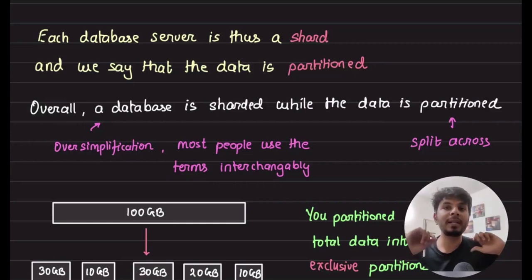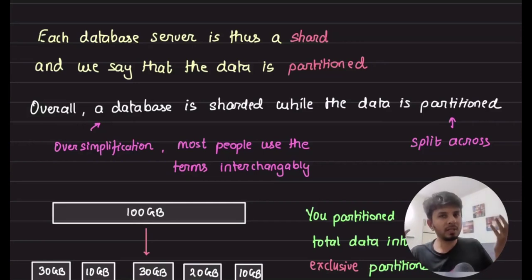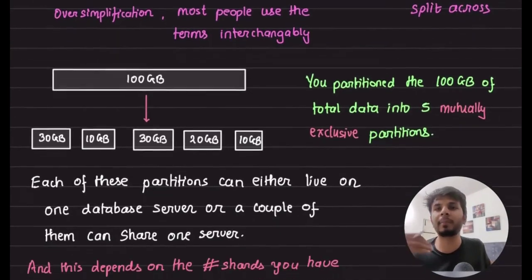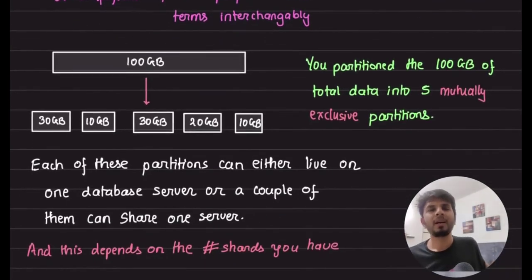So when you say I have multiple shards, it implies I have multiple database servers, right? And when someone says I have my data partitioned, it means the data is split. Maybe stored in the same server, maybe stored in different servers. It's just more about data being partitioned. It doesn't say anything about where it is served, right? Okay, now let's go deeper into partitioning.